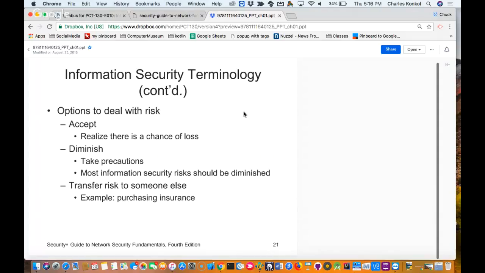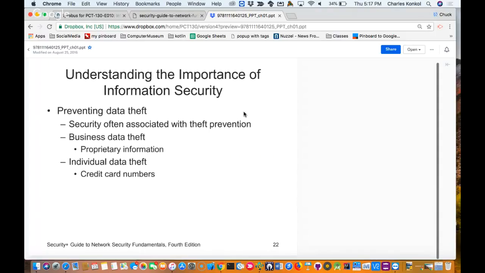Then you can transfer the risk. An example would be insurance. We all have insurance, hopefully, on our vehicles, which we purchase just in case something happens, somebody hits us, we hit somebody, and we pay for it every month. Hopefully we never have to use it, but that's what it's there for.